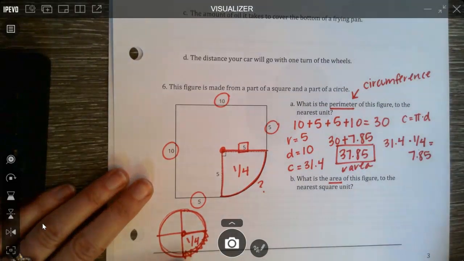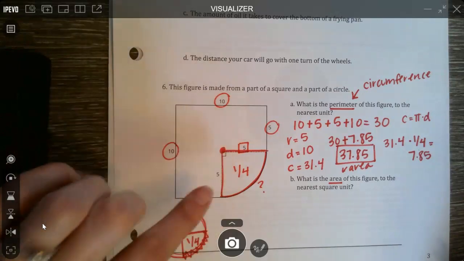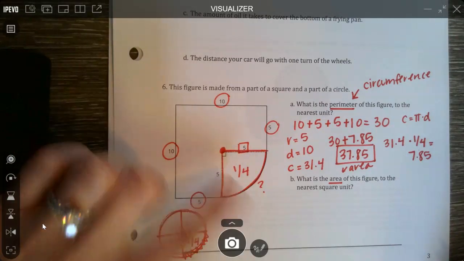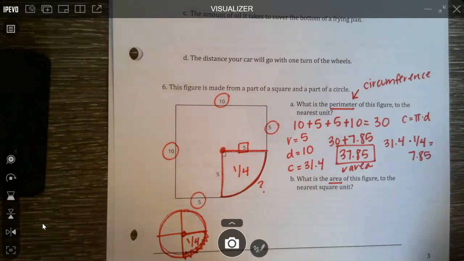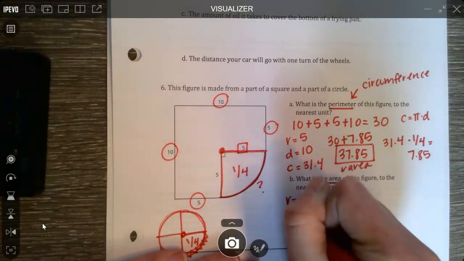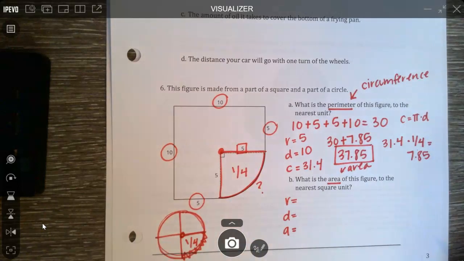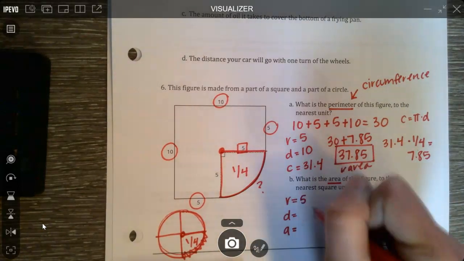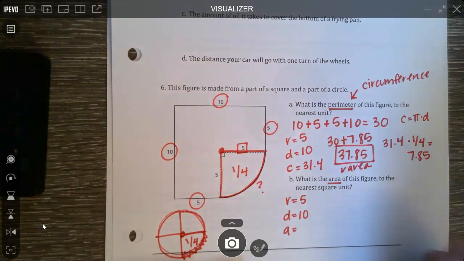Okay? Then for the area, same thing. We're going to find the area of all this figure, and then we're going to find the area of this section of a circle. It's still a quarter of a circle, so I want a quarter of the area. So R equals, D equals, this time I need A. Radius is still 5, diameter is still 10.